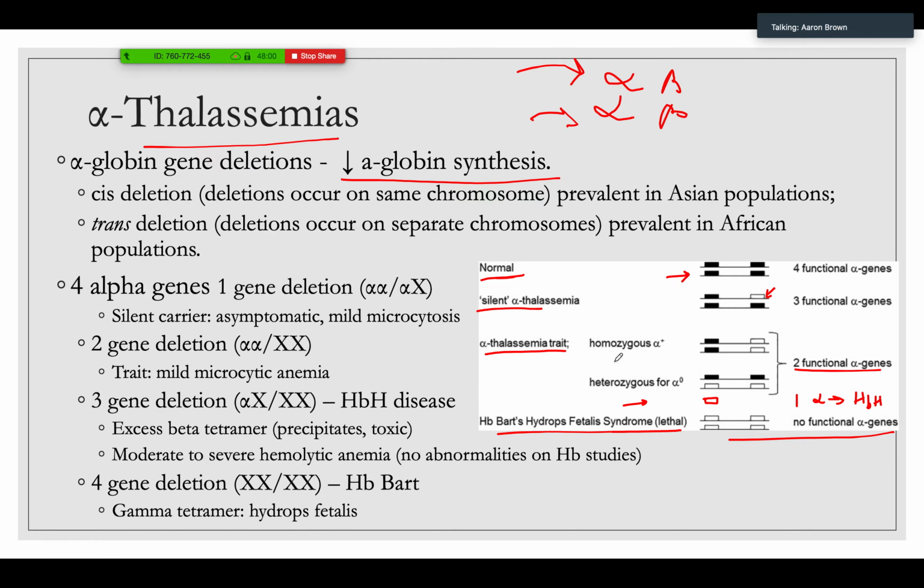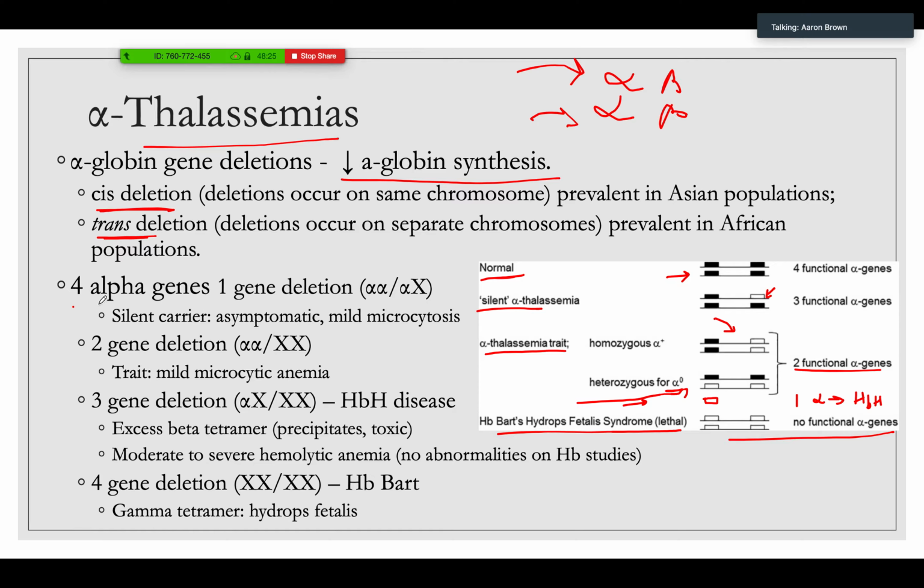Alpha gene deletions. If you have 2 deletions, you can have it cis or trans. Cis means that both of the deletions are on the same chromosome. And so you can see here that there are 2 deletions on 1 chromosome. That would be a cis deletion. Trans deletions means they're on opposite chromosomes. And this is more prevalent in African populations. Okay, but they're both the same thing. They both are going to look exactly the same when they present to you.